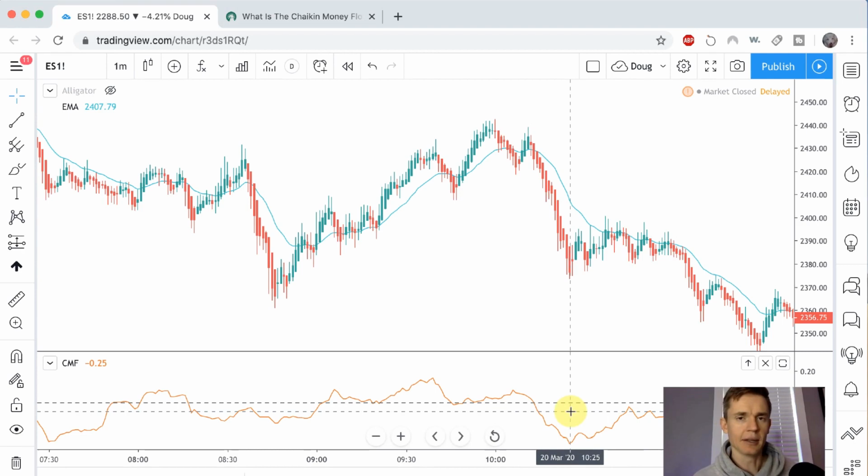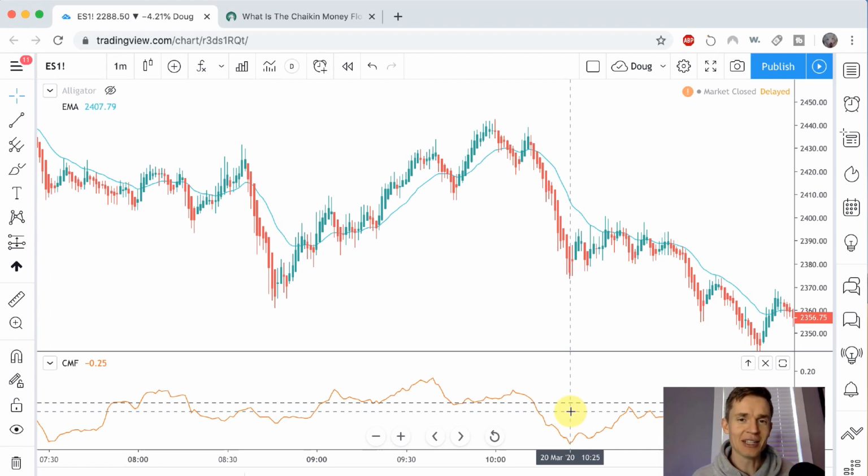And of course, the higher it is above the zero line, the stronger it is, and the lower it is below the zero line, the weaker it is. Very, very simple. I mean, you basically understand it already. There's not much else to go over. So let's get into the fun stuff. Let's go for a strategy.